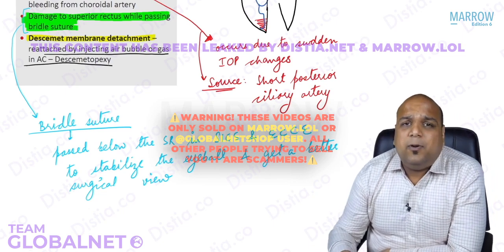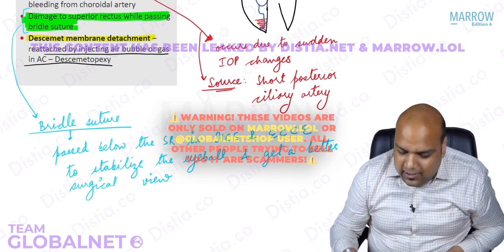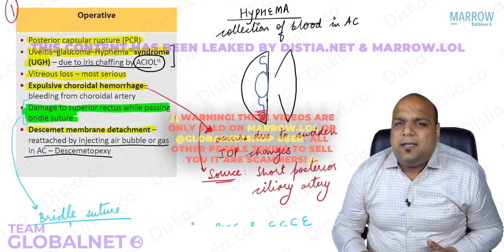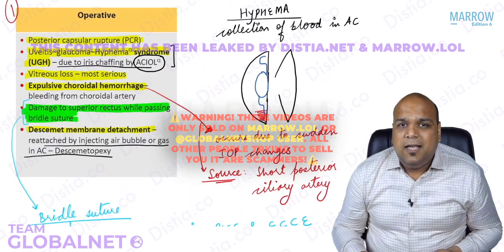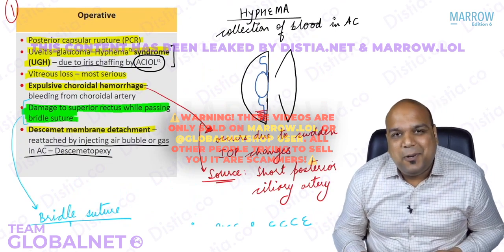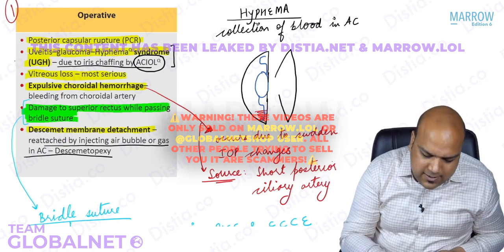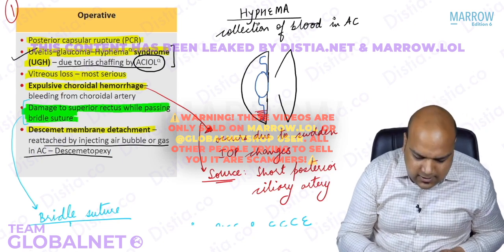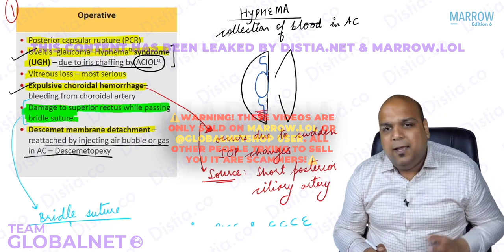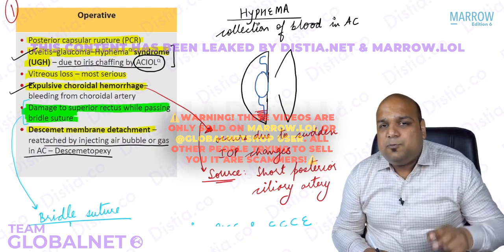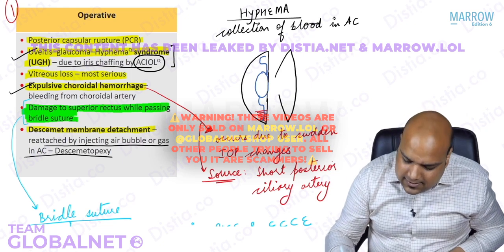Okay, so I hope you understand the complications. All these are intraoperative complications. They can be avoided by being careful in the surgery, though there are some cases where howsoever may you try, you are not able to avoid. But I hope you understand and you learn about this. The important complications that can be asked as questions is UGH syndrome, expulsive choroidal hemorrhage. Done?